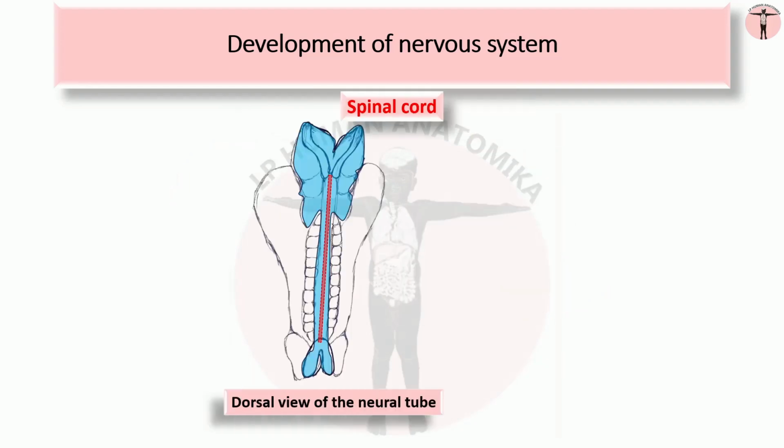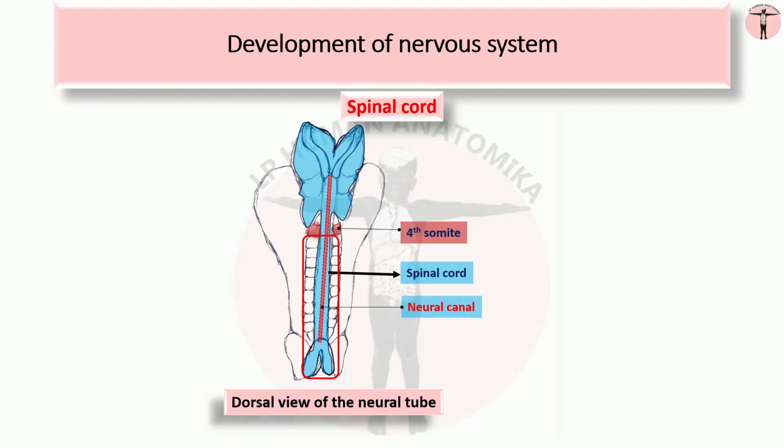Now let us discuss the development of each part of the central nervous system. Going from the caudal part of the neural tube, we will first discuss the spinal cord. The part of the neural tube caudal to the 4th pair of somites develops into the spinal cord. The neural canal develops into the central canal. We will study the histogenesis in the wall of the spinal cord later in this session.